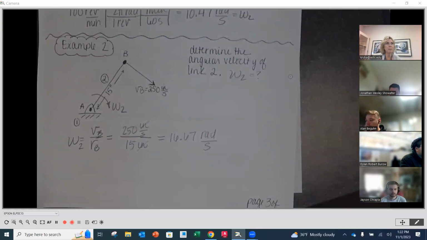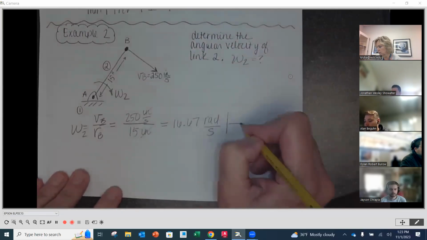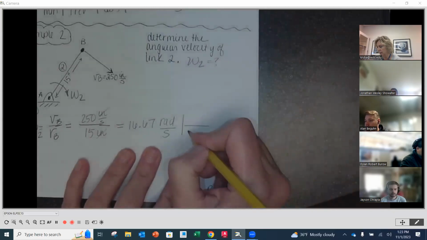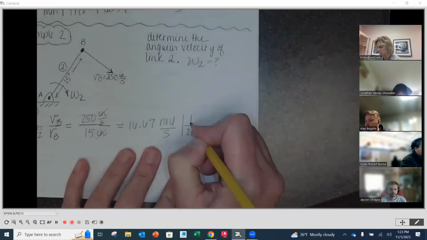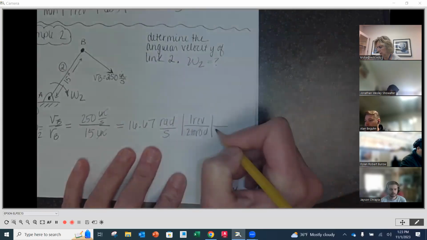If I want to put a motor there and drive that, I've got to find something that's going to do 16.67 radians per second, and I'm going to have a hard time finding those units. So I want to convert that into revolutions per minute, always. If a problem is asking you for the angular velocity or the rotational speed of a link, and you end up with radians per second, you have to convert this to revolutions per minute. So we are going to do that work here. Go ahead and do your conversion to revolutions per minute.